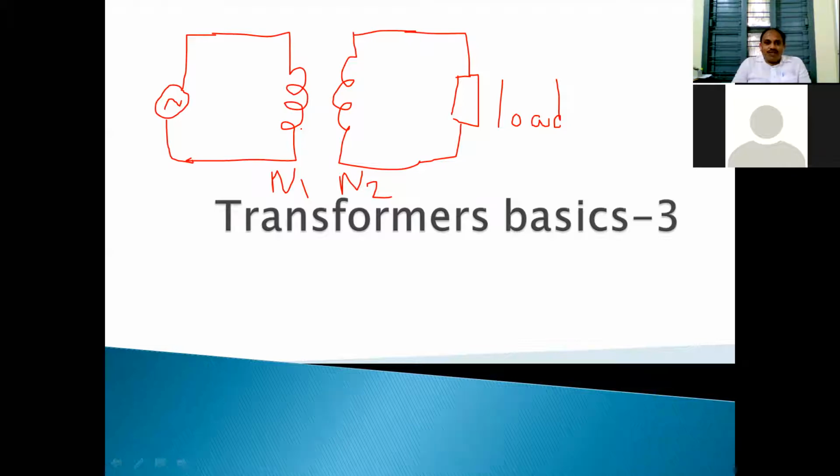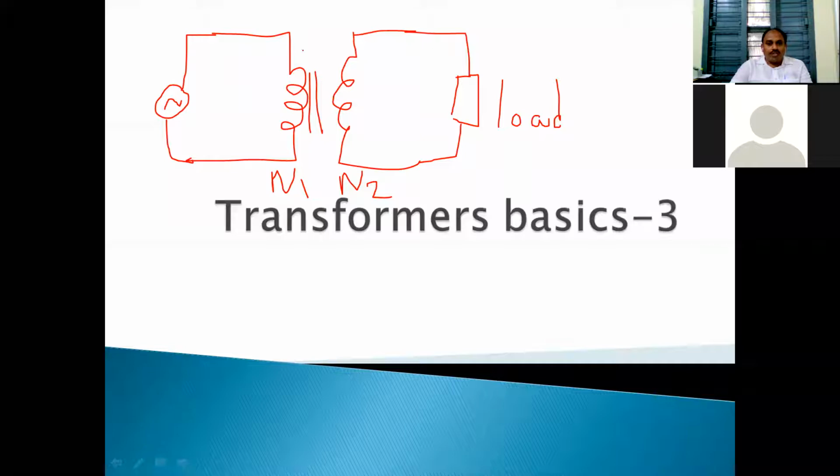Power is transferred from primary to secondary through a magnetic medium. First, the AC power is converted into magnetic flux, and that flux is transferred through the core.